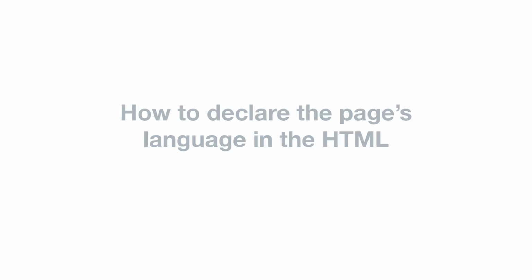To set the language for an entire page, you add the language attribute to the HTML element. For example, a page in English would look like this: the HTML element at the top of the code, followed by the language attribute, which is lang, then the attribute equals en for English.